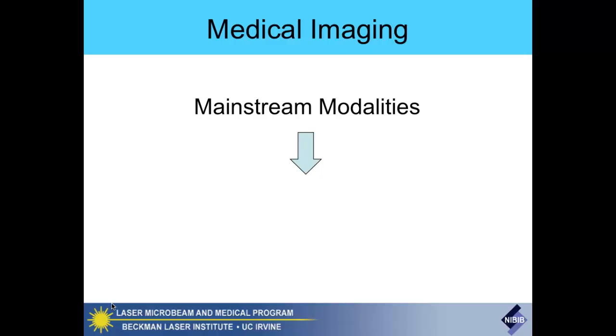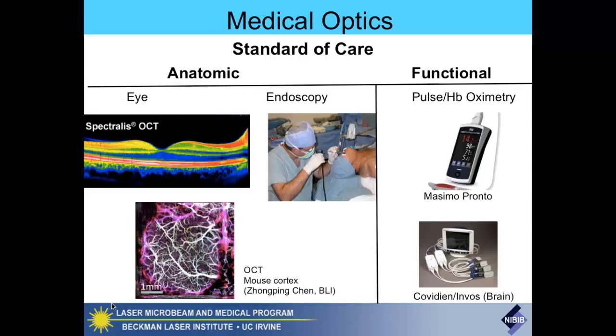It's used as a monitoring device. It's used as an anatomic imaging device. So here are some examples of standard of care with optics. In the eye, I think everybody's familiar with OCT, optical coherence tomography. It's become the standard technique. It's the fastest growing technology in ophthalmology, probably the most transformative one introduced over the last 20 years.